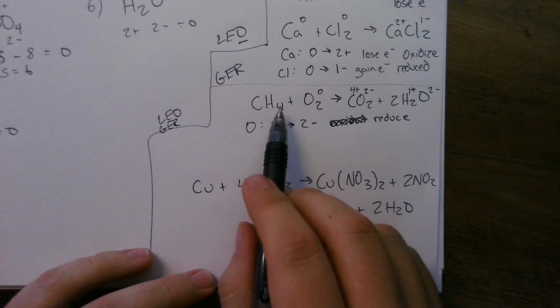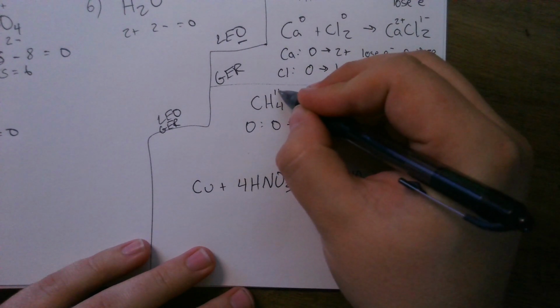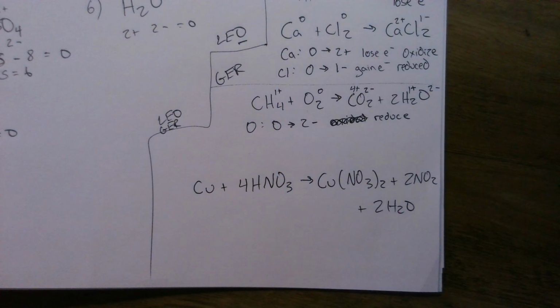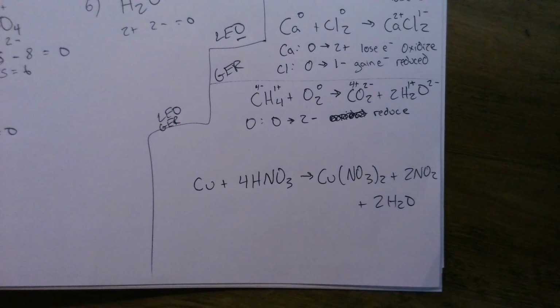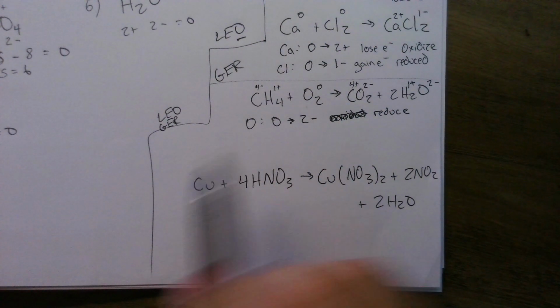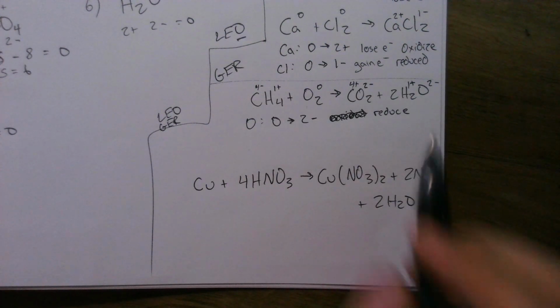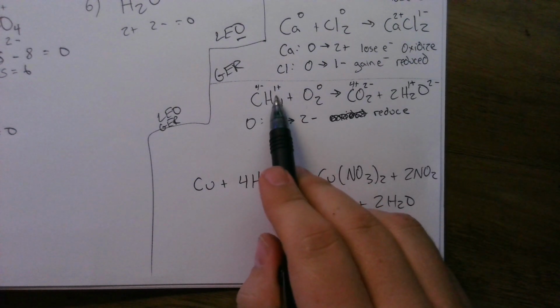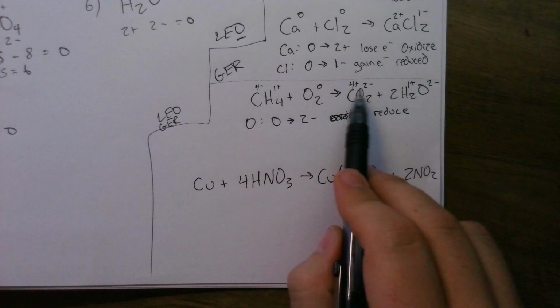So this is my hydrogen over here, and it starts with a 1 plus. And there's 4 of them, so this carbon must be a 4 minus. Okay, so that carbon changes significantly. It goes from -4 to +4. It gets a lot more positive. Your hydrogen, though, 1 plus doesn't change. But your carbon, I do see changing here.